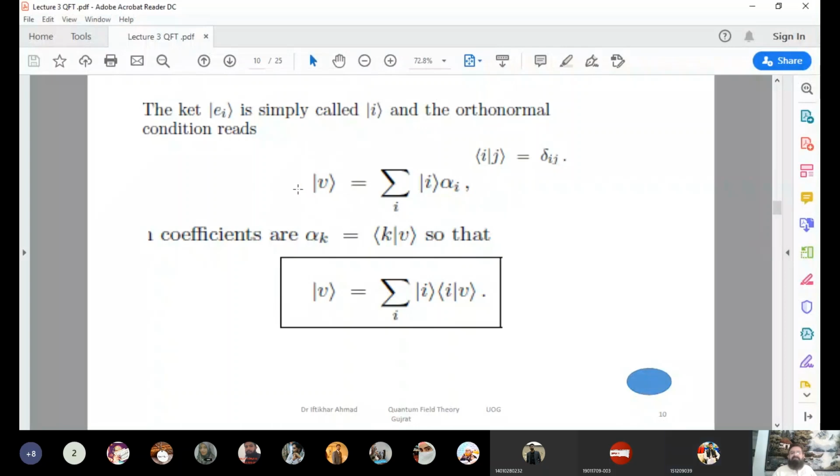So again, how can you write the ket vector of V? How can you transform the ket vector of V? I already explained in the previous slides how you can move it, because V is equal to, what is V? Tell me, what is the value of V?